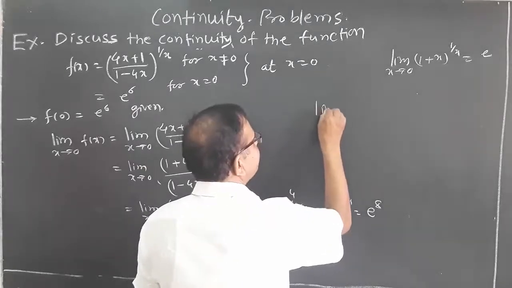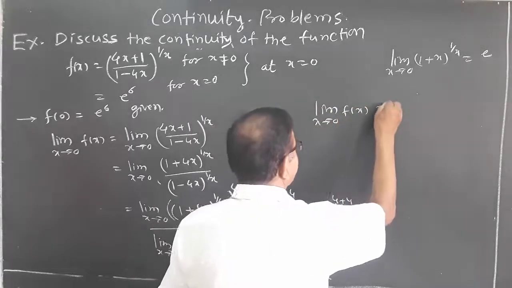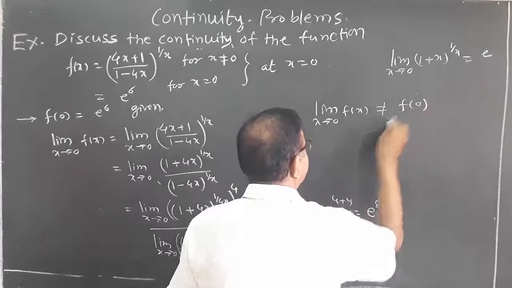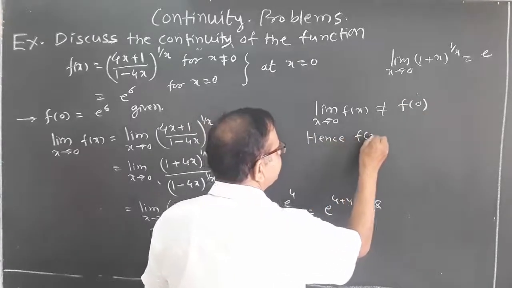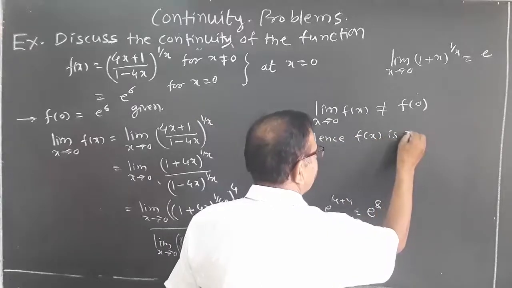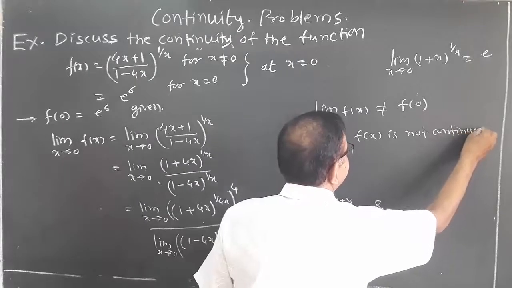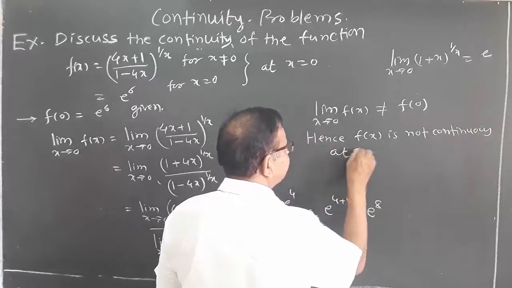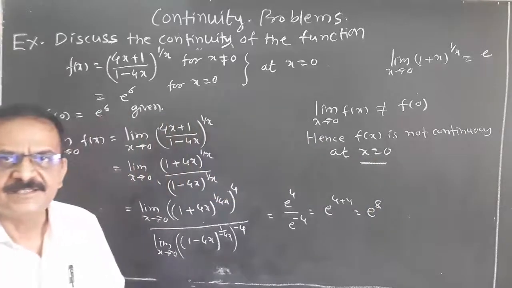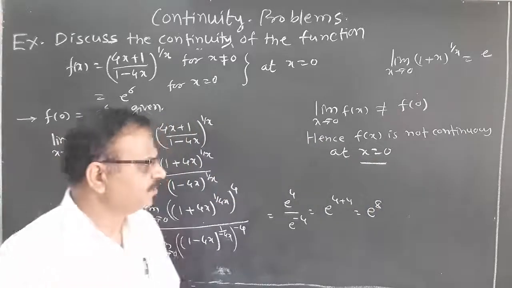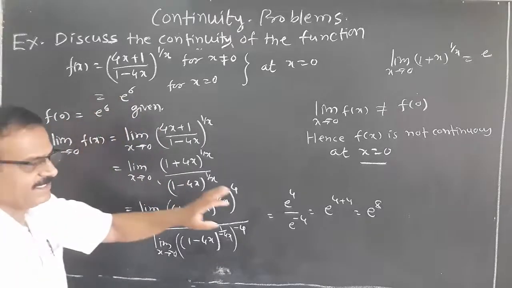That means limit x tends to 0 of fx is not equal to f of 0, and hence fx is discontinuous or fx is not continuous at x equal to 0. And this type of discontinuity is removable discontinuity, because we can redefine f of 0 by e raised to 8.